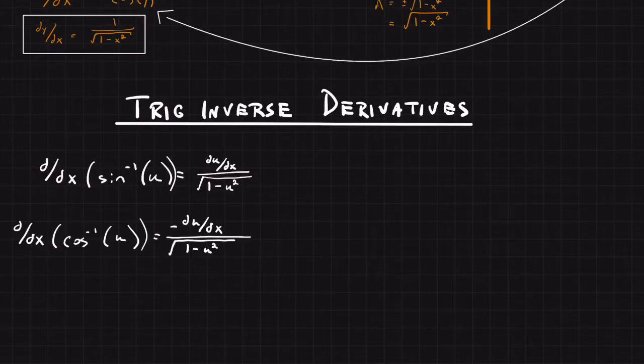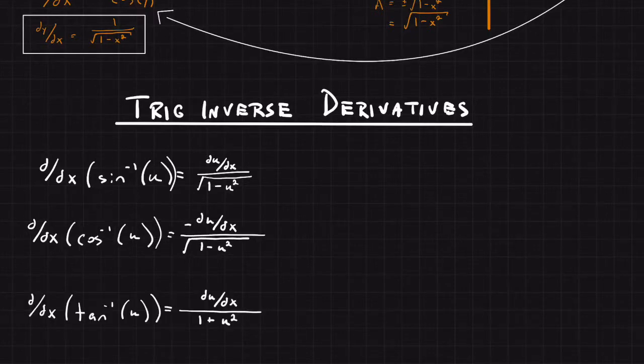If you're looking for the derivative of cosine inverse of x, just use cosine inverse of u, and then the derivative of that would be negative du dx divided by the square root of 1 minus u squared. The only difference between sine inverse and cosine inverse is that the derivative for cosine inverse is negative, while the derivative for sine inverse is positive. The derivative for tan inverse of u is equal to du dx over 1 plus u squared.